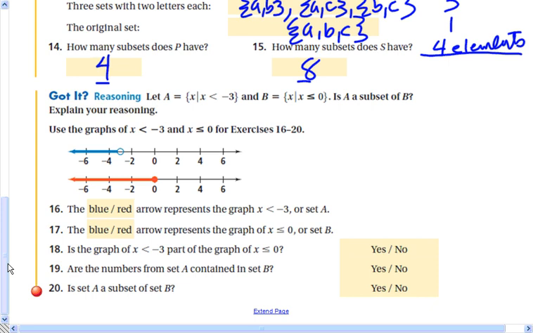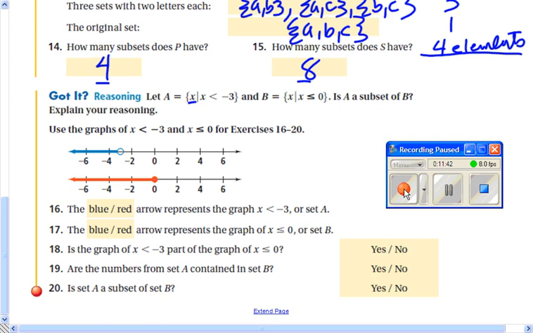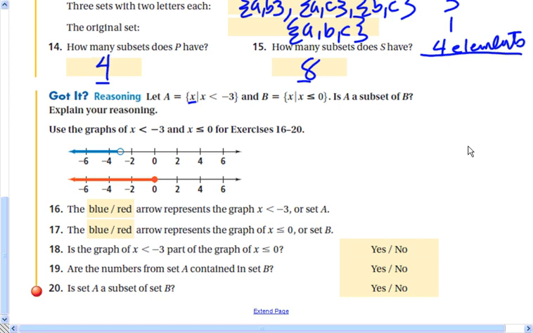Let A equal all numbers such that they are less than -3, and B be all numbers such that they're less than or equal to 0. Is A a subset of B? The blue arrow represents the graph of x is less than -3. The red arrow represents the graph of x is less than or equal to 0. Is the graph x is less than -3 part of the graph of x is less than or equal to 0?